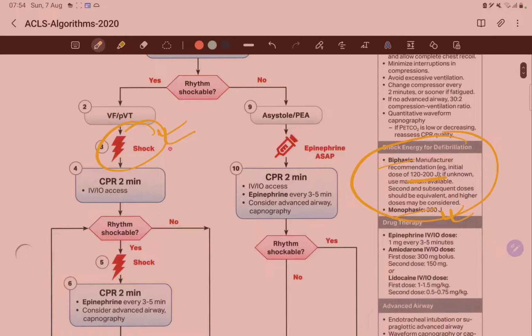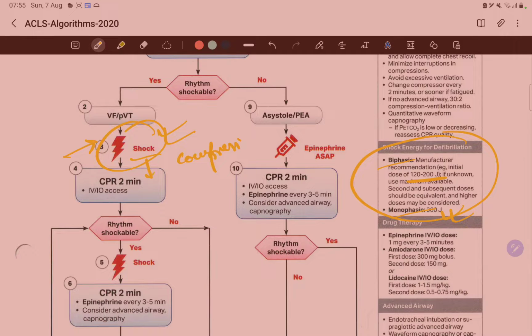Okay, so we give a shock, and as soon as the shock has been given, the compressors start. There are things before giving a shock: we have to say "clear." Nobody should give compression or breathing. We have to charge it, so we have to be ready with the charge, and we have to give it as soon as possible.